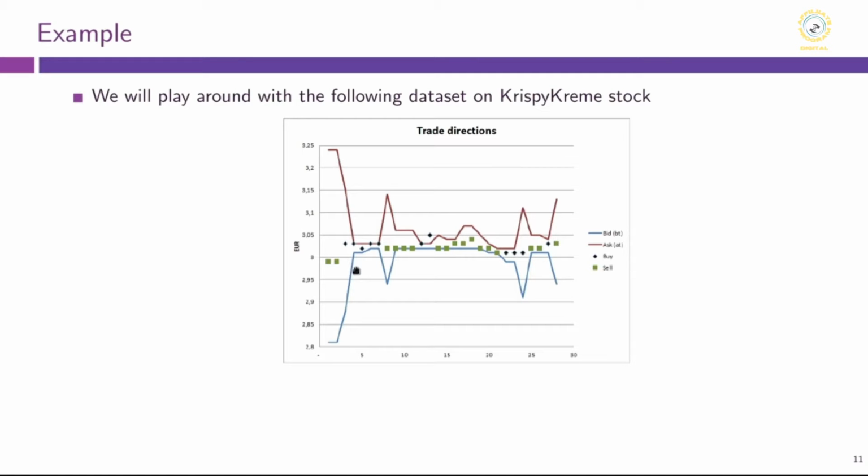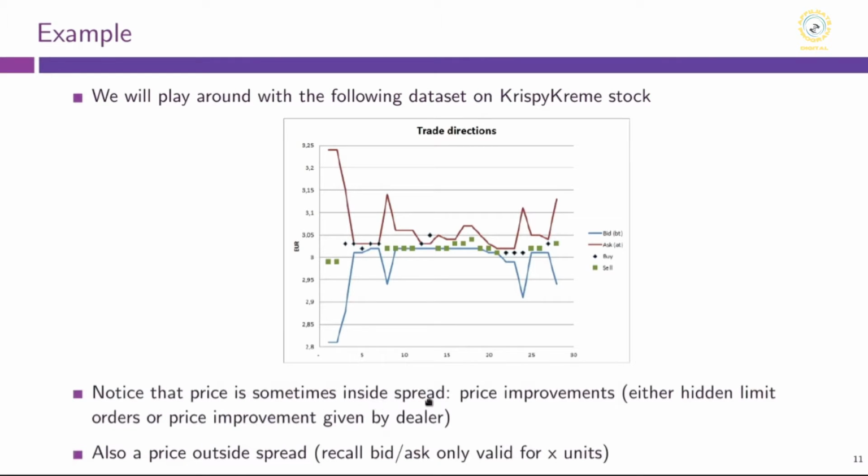Now, a few things to point out about this graph. Firstly, you can notice that the price is sometimes inside the spread. When the prices are exactly at the bid and ask prices, it is easy to guess that there was a bid price and an ask price, and the trader just decided to trade at that bid or ask price. But what does it mean for prices to be inside the spread? It means one of two things. Firstly, there might be hidden limit orders in the market, and we discussed in the previous lecture what hidden limit orders are and how they work. The idea is that hidden limit orders could be offering better prices than the visible limit orders, and if a market order arrives, it could hit a hidden limit order.